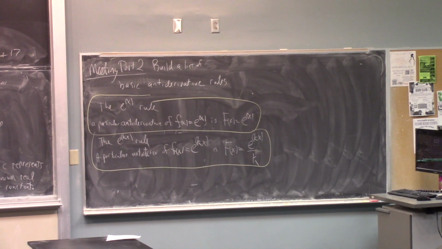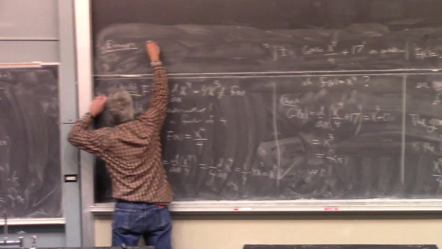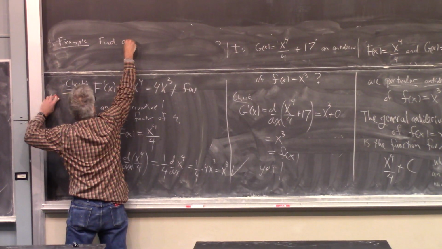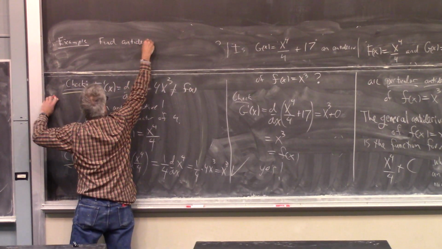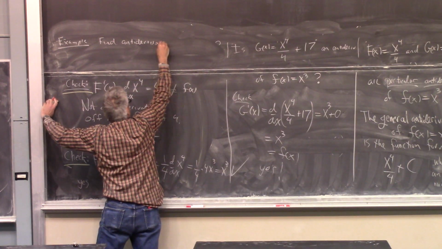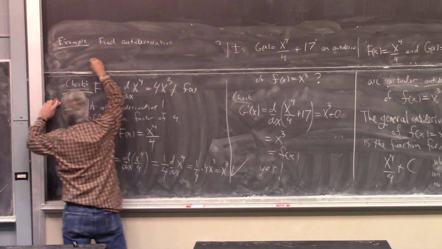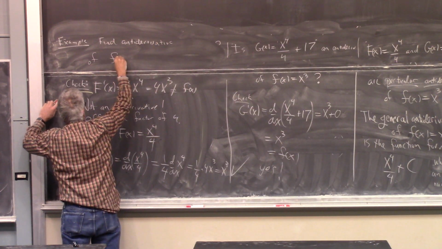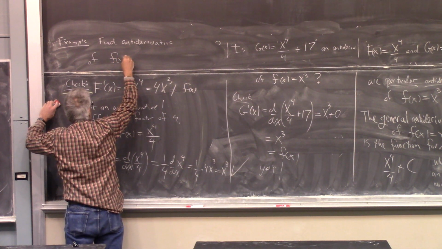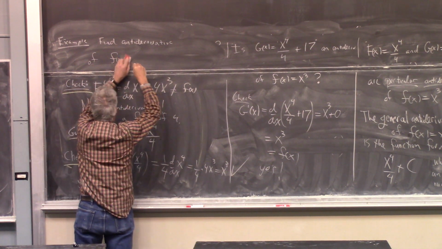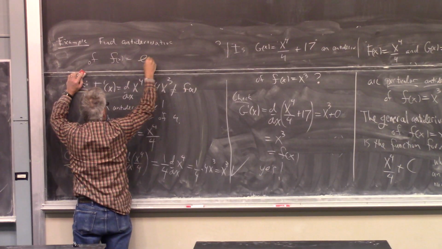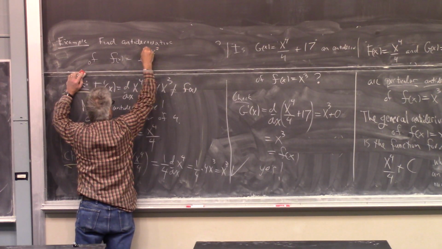Here we go, another one. Find an antiderivative of little f of x equals e to the minus x squared.